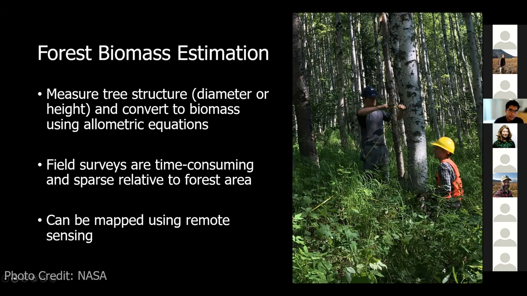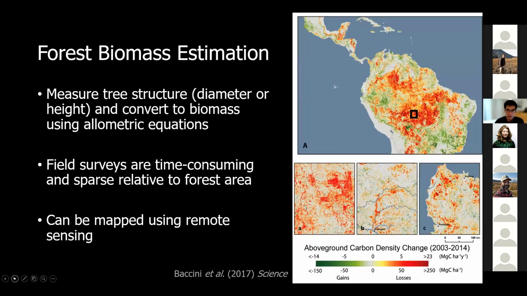Lately, in the last, I don't know, let's say 10 years or so, there's been a lot of advances in our ability to use remote sensing to scale up these allometric equations to the regional scale. Here, this is pretty far afield for a conference focused on boreal forests, but just as an example, this technique has been used to measure tropical forest carbon dynamics and how they've changed as a result of deforestation, for example, in the Amazon.